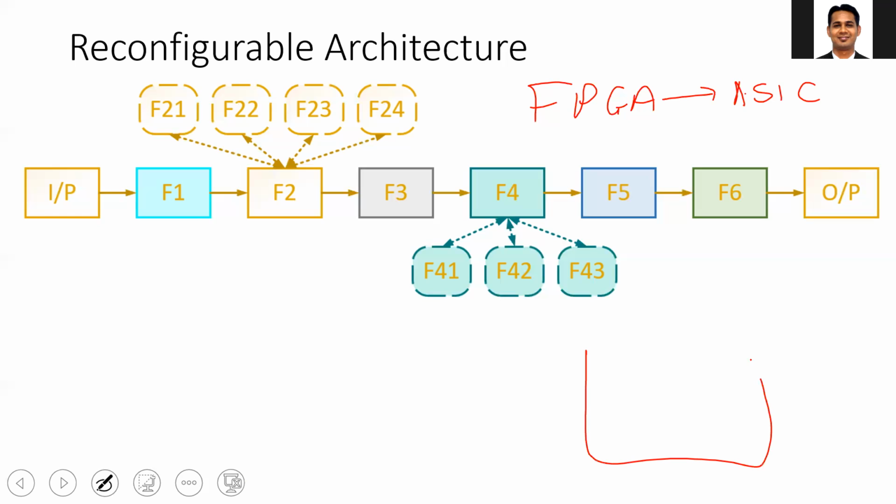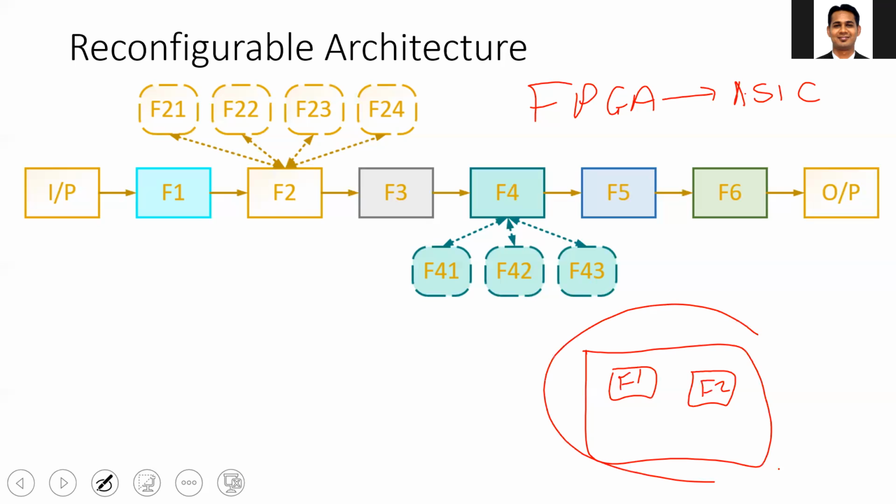Also, suppose you have this much of the FPGA, and you have F1 here and F2 here. Now, F1 is fixed and F2 can be changed between F21, F22, F23, F24. But do you want to configure the entire FPGA together or only this part of the FPGA? If you want the entire FPGA together, you need to configure the entire FPGA via a complete bit stream.